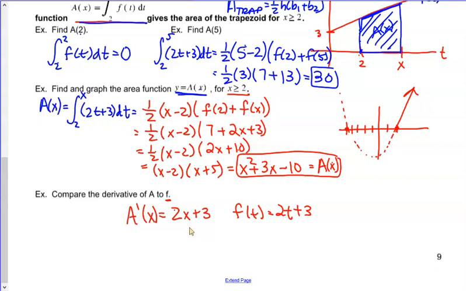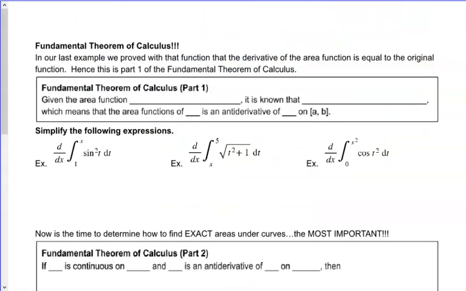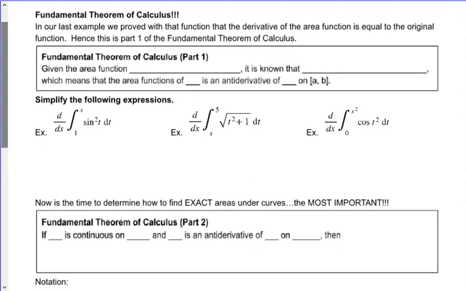So what I've just kind of proven in this example is if I integrate to get a function, and then I take the derivative of that function, I basically get back what I started with. That in mathematics is what we call inverses. So basically this is proving that taking the derivative of an integral basically cancels itself out. It is an inverse of it.